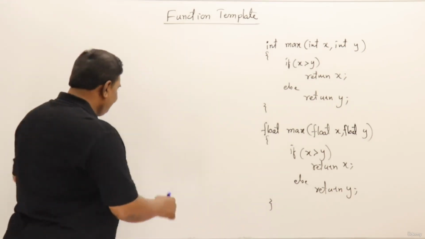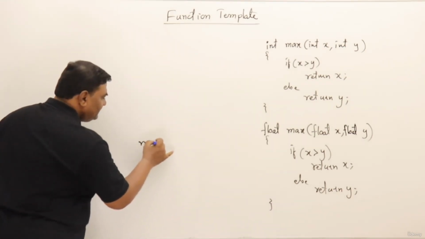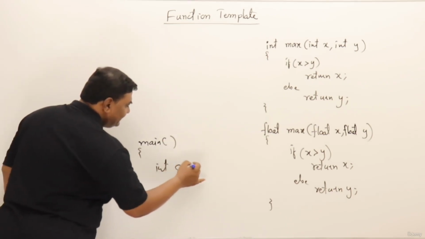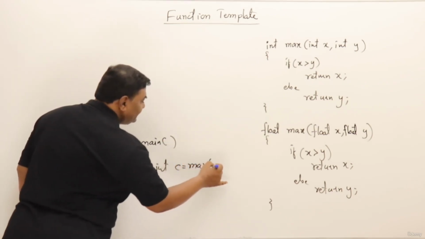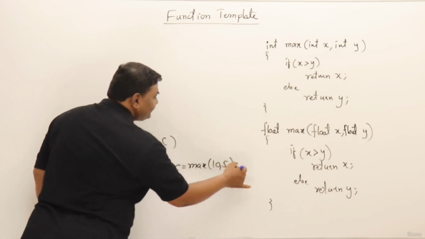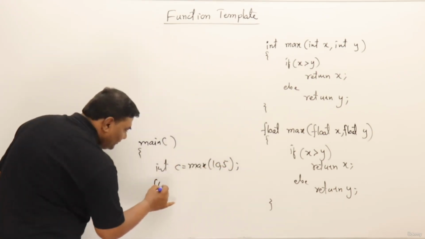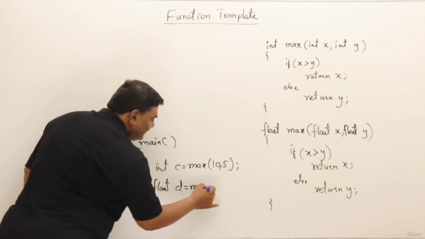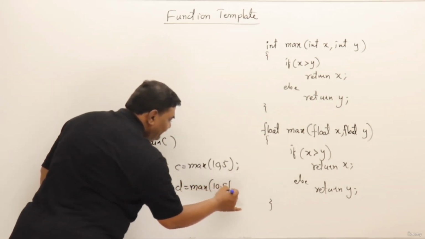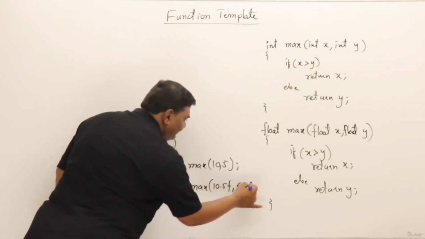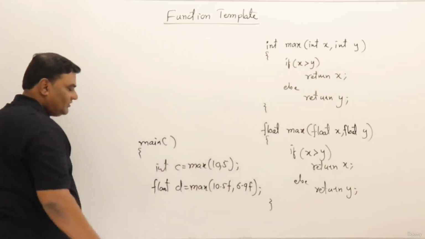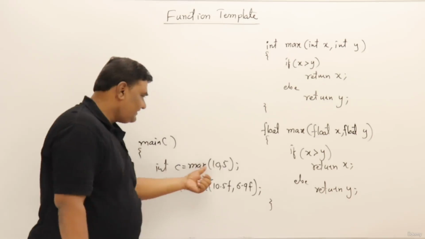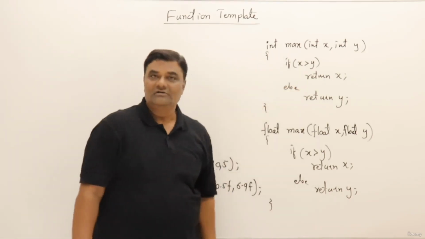So from main function, if I call integer c assign max of 10 comma 5, then first function will be called, and float d assign max, if I say 10.5f comma 6.9f, then second function will be called. Depending on the parameters, these are float values, so this function will be called. These are integer values, so this function will be called.